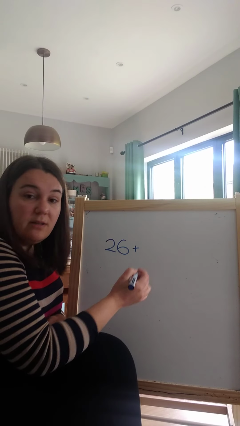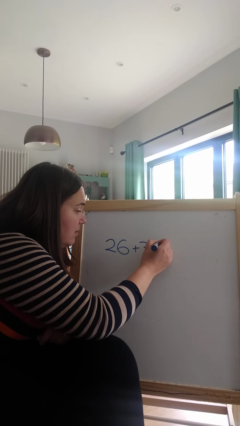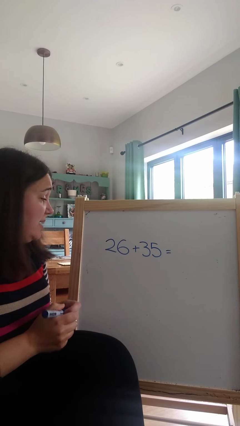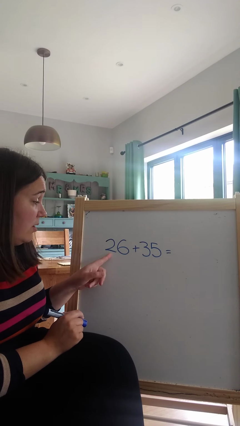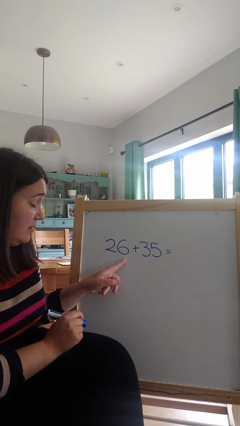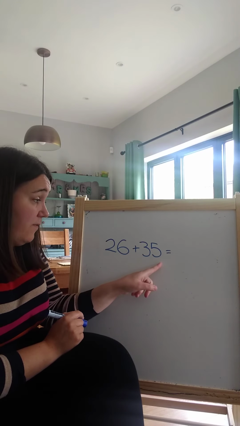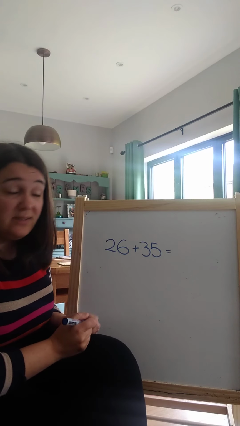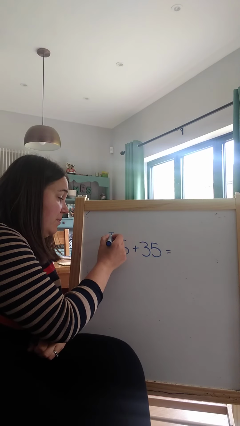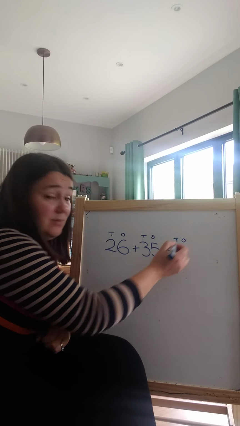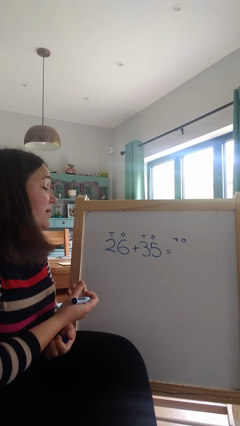Hopefully I can write straight this week. Okay, so here is my number sentence. I've got 26 add 35 equals. Excellent. And just to show you, I'm going to write my tens and ones above the numbers and even above the answer, because sometimes this can really help me know what I'm doing.